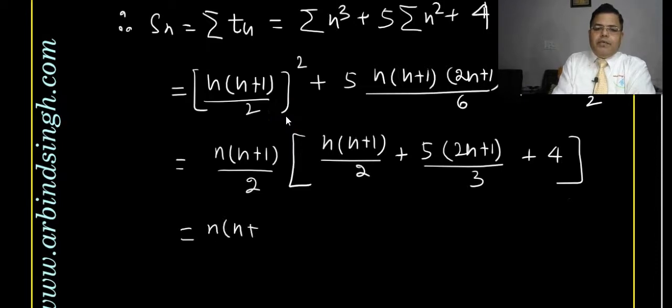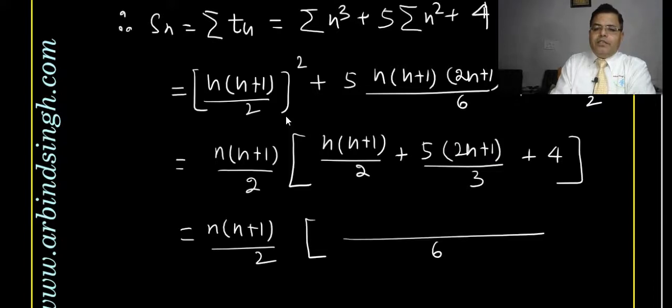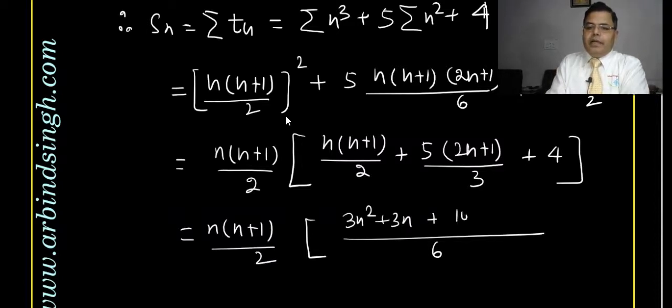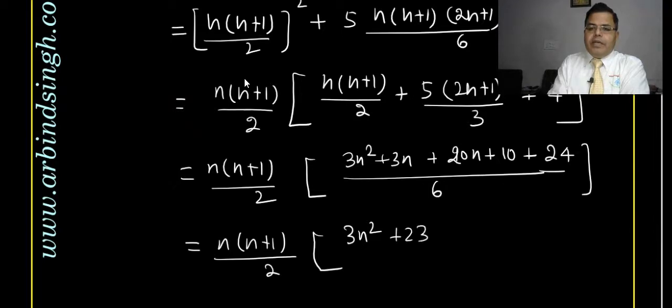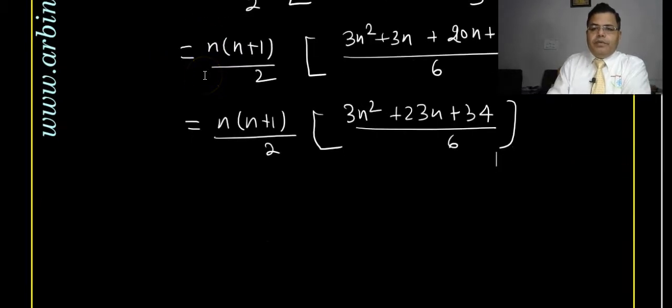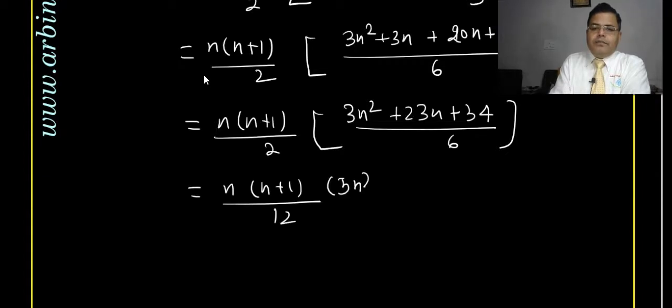So how can you simplify this? n into n plus 1 by 2 and LCM is 6. So that will be 3n square plus 3n, and that will be 2. So 5 twos are 10, 10 twos are 20, 20n plus 10, and that will be 3 twos are 6, 6 fours are 24. So the things will come like, it will be n into n plus 1 by 2, and that will be 3n square plus 20 plus 3 is 23n plus 34 divided by 6. That will be the answer. So you can write also here in a more systematic way, n into n plus 1 and 6 twos are 12, into 3n square plus 23n plus 34. That will be the answer. I hope you got it.